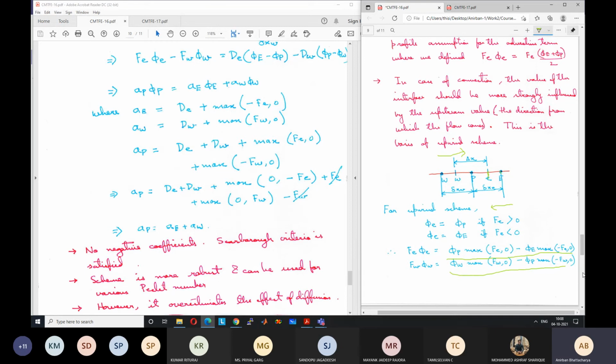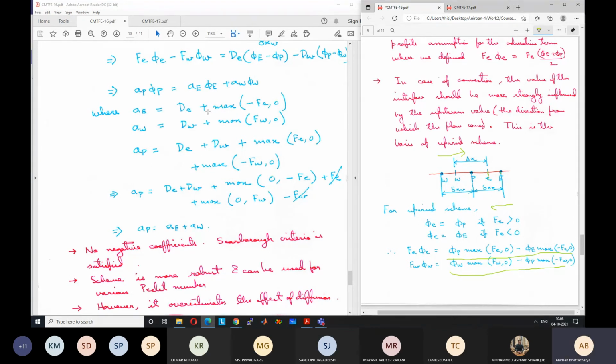So here there will not be any negative coefficients. Why? Because De has to be positive, Dw has to be positive, because gamma values are non-zero and positive. And maximum of something comma 0 is always going to be at least equal to 0. So it cannot be negative. So all the coefficients, Ae cannot be negative, Aw cannot be negative, and Ap, which is equal to Ae plus Aw, also cannot be negative.